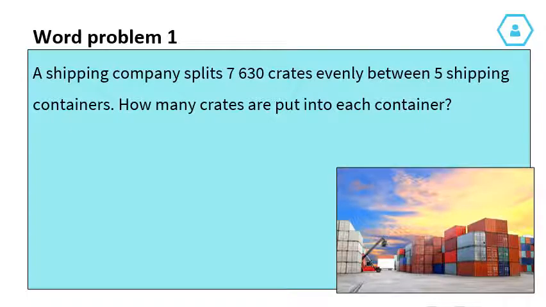Okay, so let's get started on our first word problem. Now I'm going to go through 5 of these today, and they're kind of different examples of ones you'll encounter in your activities for today. So firstly, a shipping company splits 7,630 crates evenly between 5 shipping containers. How many crates are put into each container?